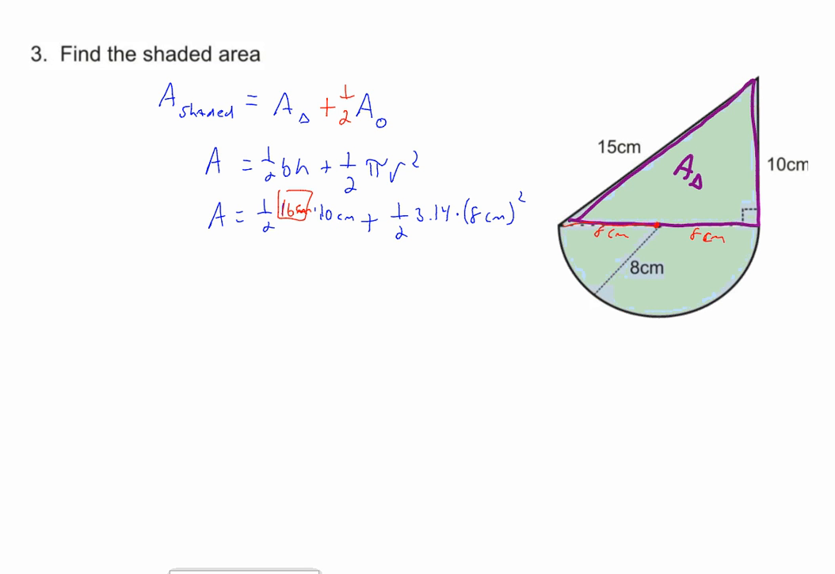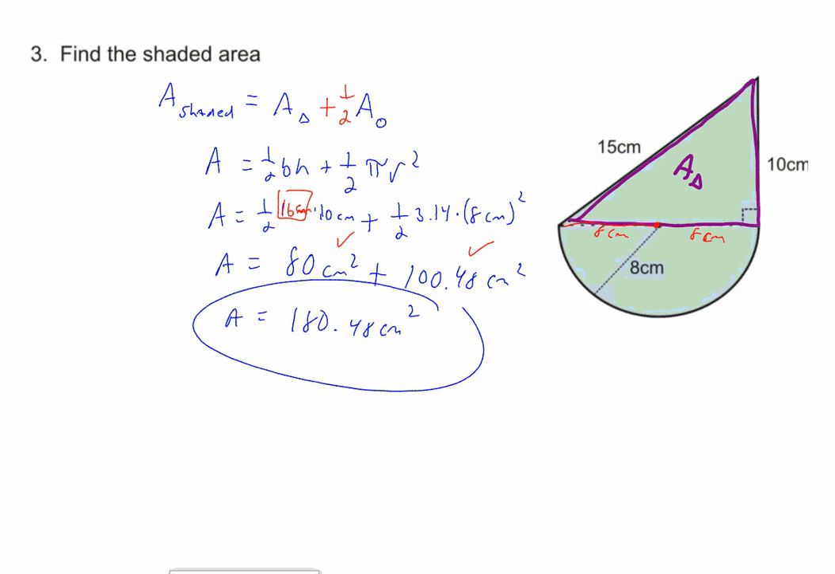And then plus 1/2, 3.14 times 8 centimeters squared. My advice is to show each part of these. The front was 80 centimeters squared, and the back was 100.48 centimeters squared. If you're doing a problem like this on a quiz or test, I would show these parts because it's possible to get some partial credit for getting a part of the problem correct. So where do we end up? At 180.48 centimeters squared. How many got that correct? Okay. And again, if you miss the 16, you're going to get it wrong. You're going to be off by 40 centimeters squared.